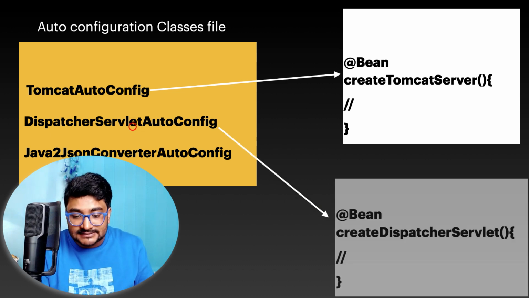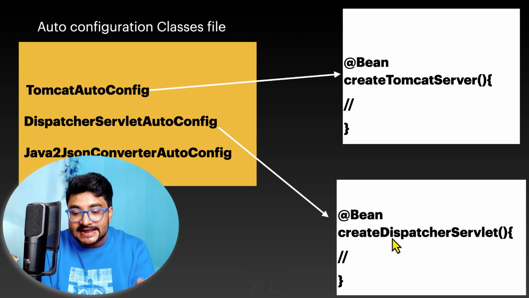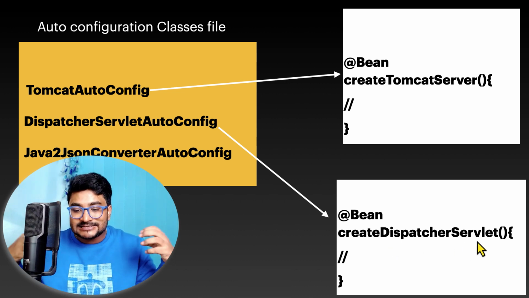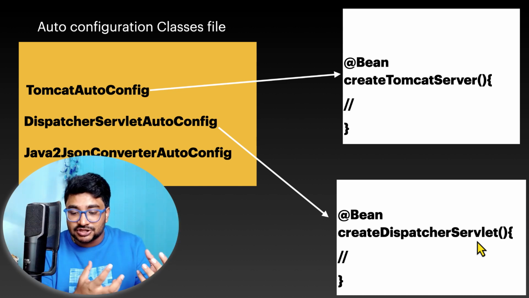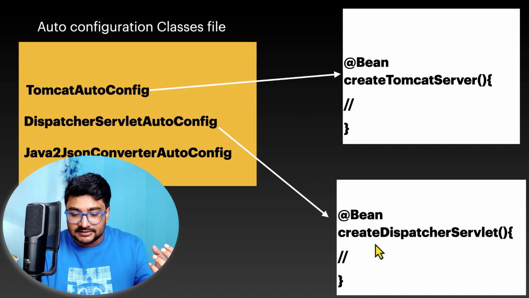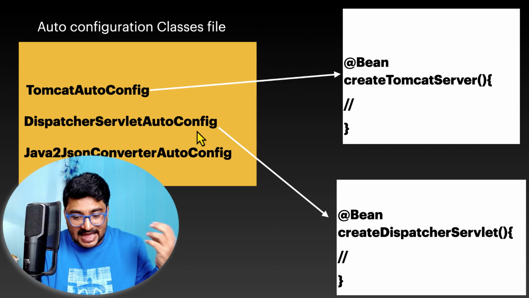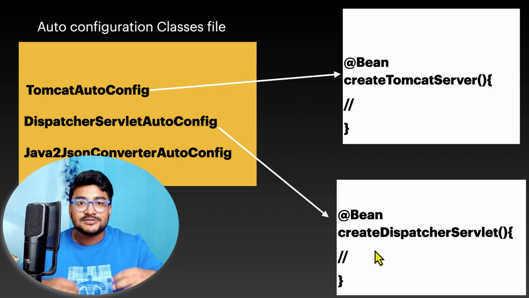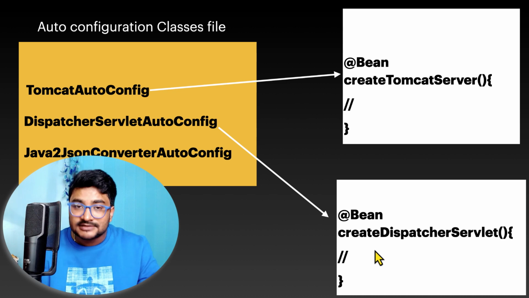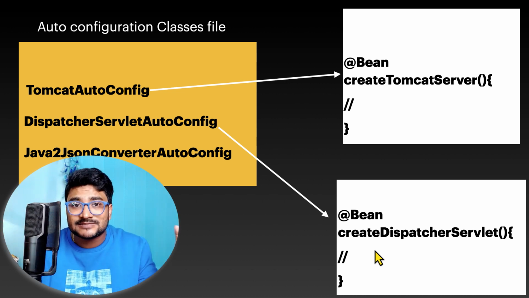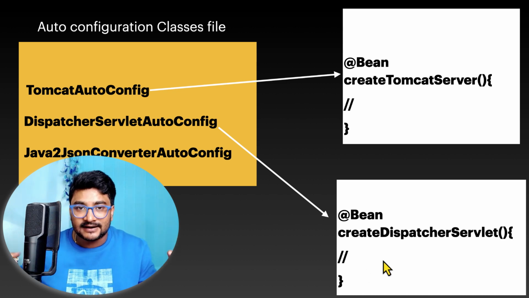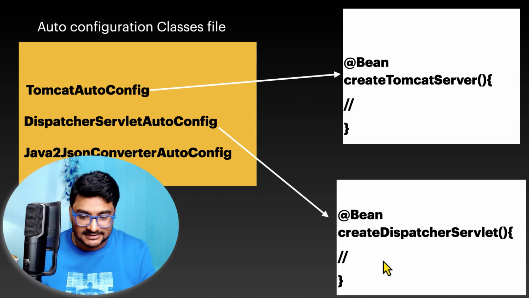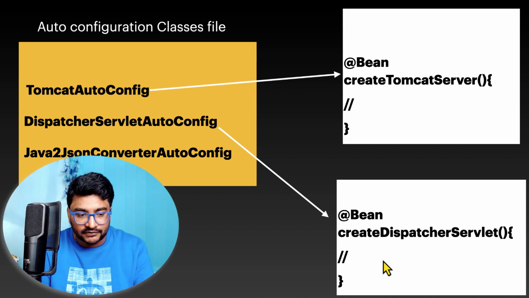This is again a Java class, and inside this class, they are creating a dispatcher servlet for me. So Spring Boot development team has already written how a dispatcher servlet bean will be created, and obviously once this particular auto configuration class is activated, this bean will be created and this bean will go into the application context, right? So I as a developer don't have to create a dispatcher servlet by myself. Spring team has already written the code how the dispatcher servlet will be created and how it will be stored inside the application context.